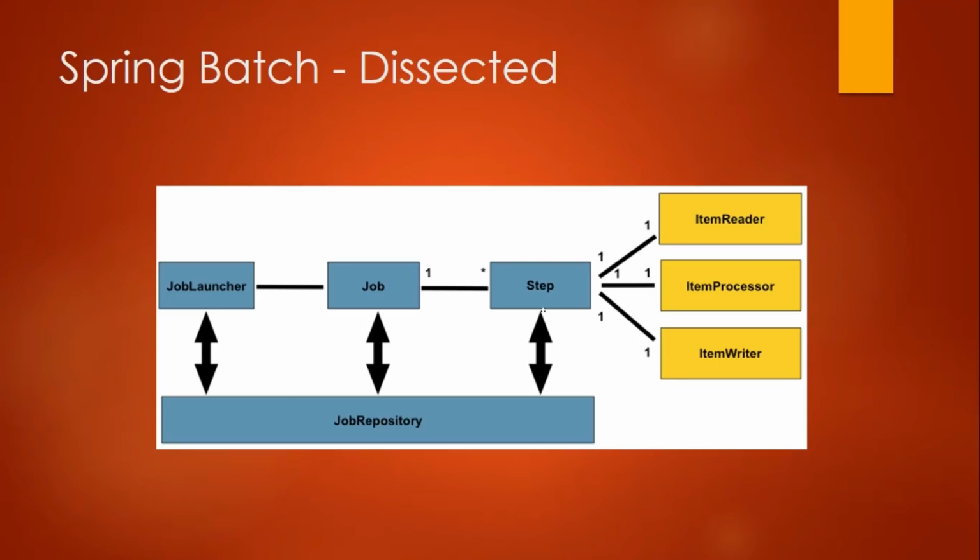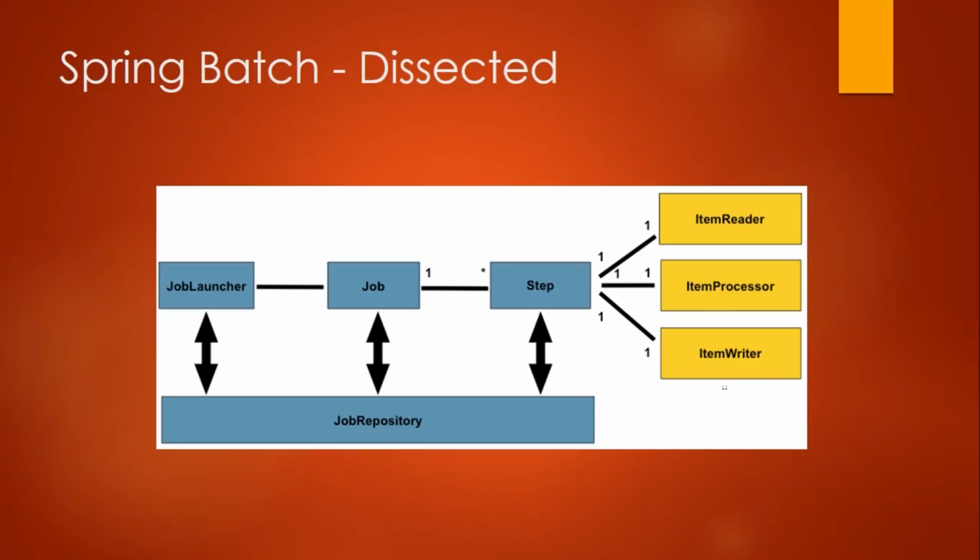And coming to step, that step could be a simple step which will just send an email, or it could be a step which will take care of processing the data in chunk oriented processing, right? For processing the data, we have an implementation in Spring Batch, and it takes care of reading the data, processing it, and writing it. So we have interfaces in Spring Batch to take care of these operations. Item reader will take care of reading the data, item processor will take care of processing the data, and item writer will take care of writing the data to the respective data source, right? So this is actually the anatomy of Spring Batch.